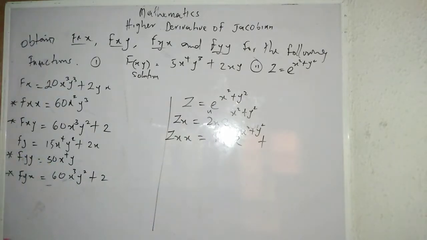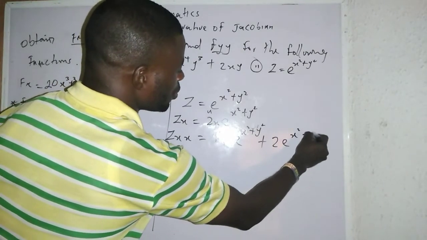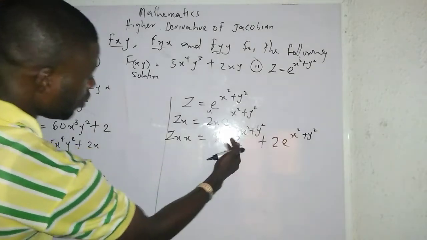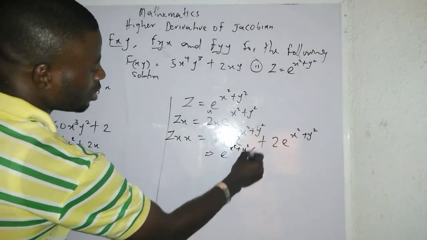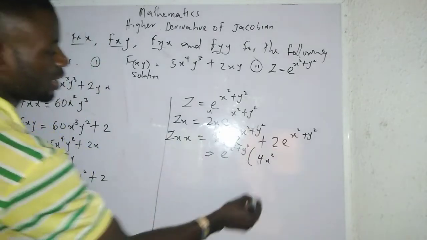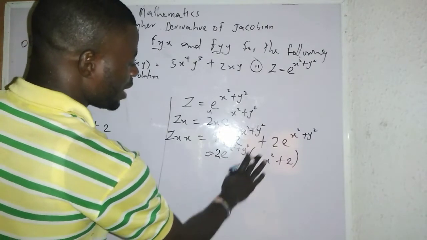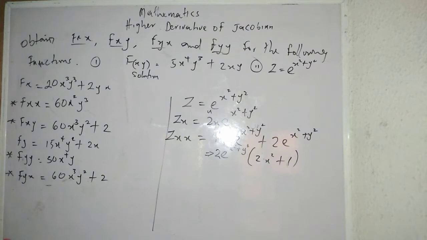If I do this, I want to consider the other one, which will be 2 e raised to power x squared plus y squared. If you want to show that you know what you are doing, you can factor out e raised to power x squared plus y squared, bracket of 4x squared plus 2. Or you can put 2 here, which I have 2 here, and I have 1 here. There won't be any issue. Now, that is my answer for that.